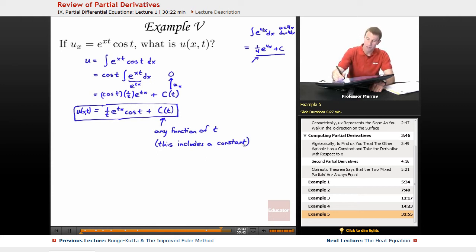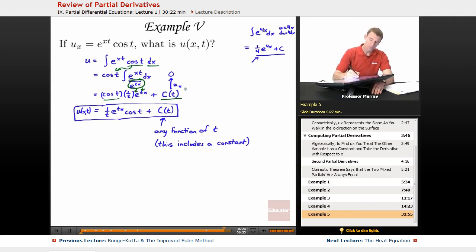So let me recap how we figured that out. Basically, we're doing the integral, but we're doing the integral with respect to x. And so that means that I can think of cosine t as being a constant, and I can pull it out of the integral. And then I'm integrating e to the, well, think of it as e to the tx. But remember, t is a constant. So the integral of e to the tx is just 1 over t times e to the tx. Still have that cosine t. And normally I would tack on an arbitrary constant here. But since I'm doing the opposite of a partial derivative, I can tack on any function of t, because any function of t would be treated as a constant when you take the partial derivative.